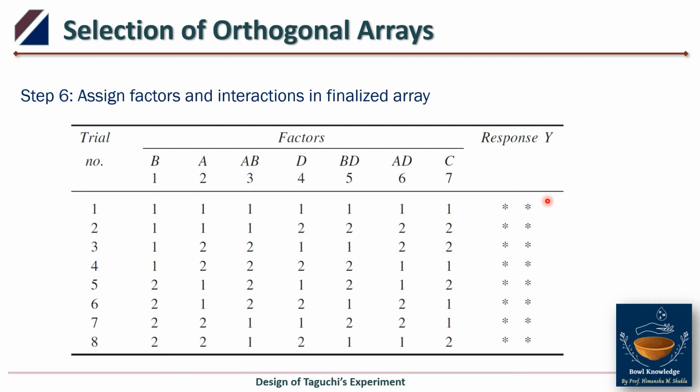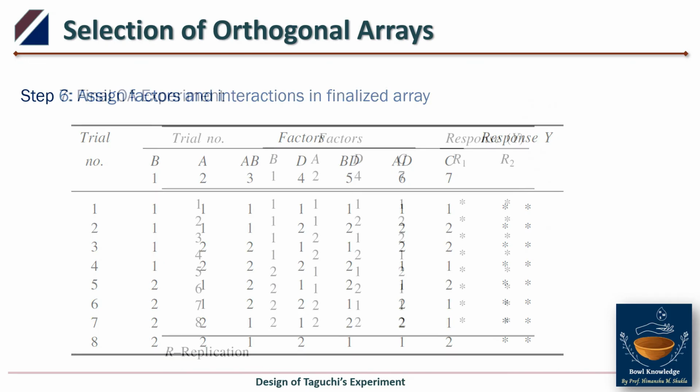So how many columns are there? Two columns for response Y. Y is my output, and why two columns? The thing which we discussed in the first slide: there are two replications. Why are replications used? To ensure that my reading is not faulty, that it is not a mistake. So this is step number 6. We assign all the factors and interactions in the finalized array.